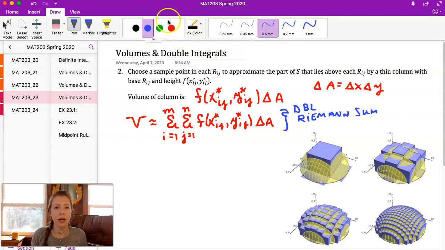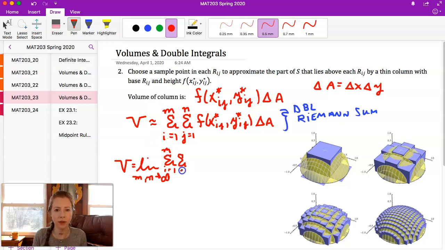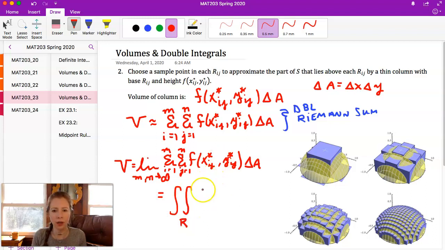Okay, and so now let's throw in our formal definition of double integration. So V is going to be equal to the limit as m and n approach infinity of the double Riemann sum, i equals 1 to m, j equals 1 to n, of f of our sample points times delta A, which is going to be equal to our double integral over our region R of our function times dA.